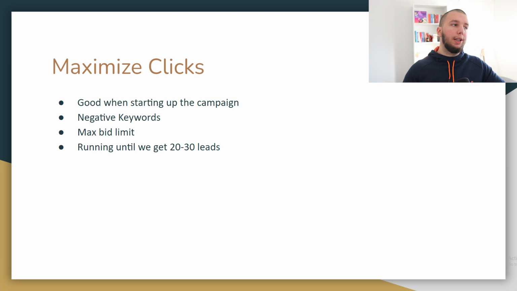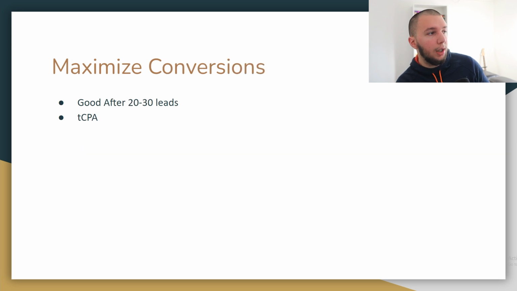Now, when are we transitioning to maximize conversions? Because that's really the bidding strategy that we want to use. We want Google to optimize for conversions, not clicks. Well, we're going to switch to maximize conversions when we get to 20 to 30 leads. I recommend it'll be 30. I've seen some people even advise like 90 and things like that. I think that is just too much, but I think around 30 should be good. And then you can change to maximize conversions.